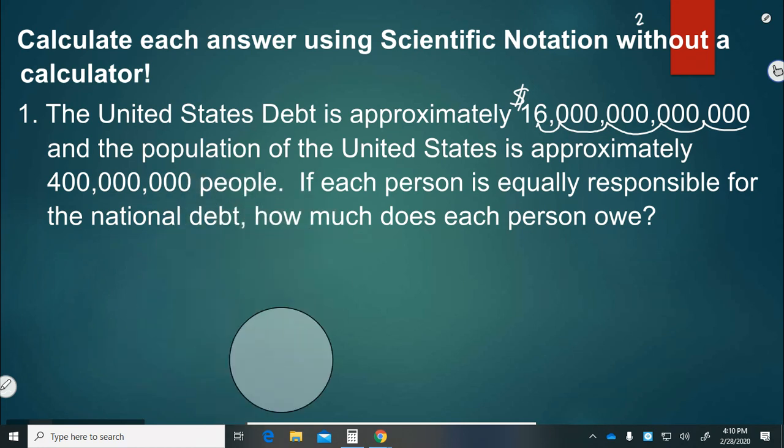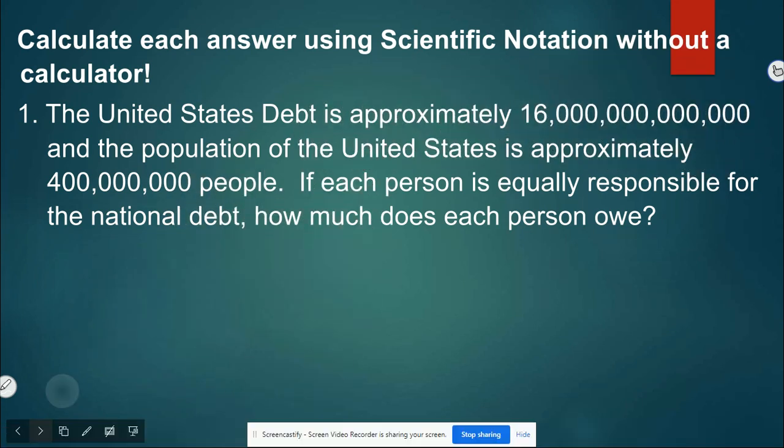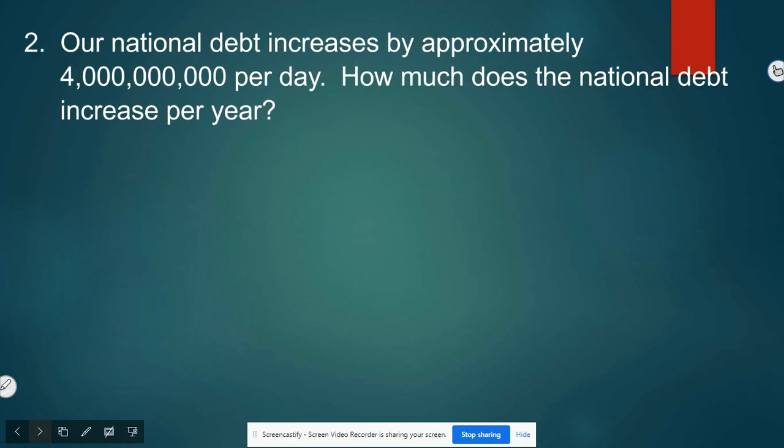All right, let's continue. Next one. Our national debt increases by approximately $4 billion per day. How much does the national debt increase per year? So that seems crazy, but keep in mind, even though it's increasing by that much per day, it also is getting paid, so it's not always that much.